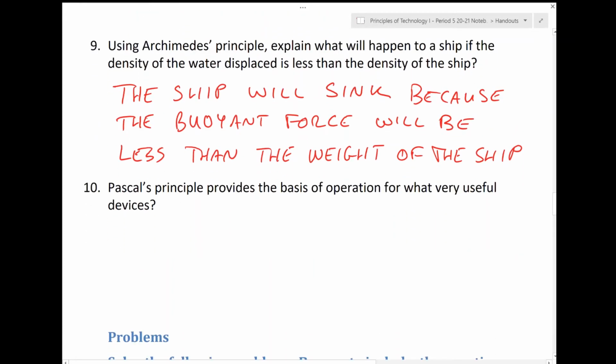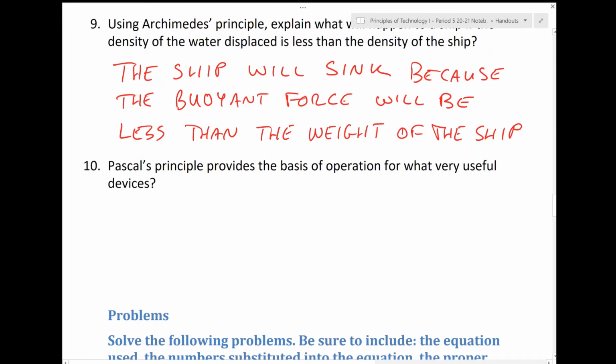Number 10 says, Pascal's principle provides the basis of operation for what very useful devices? And those are hydraulic systems.